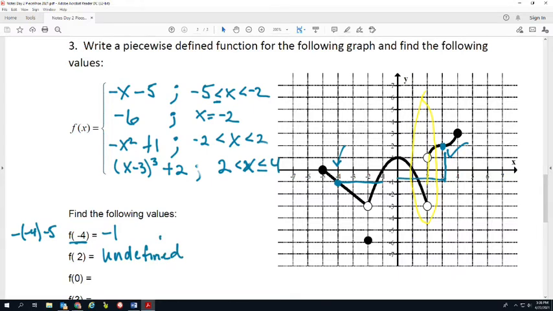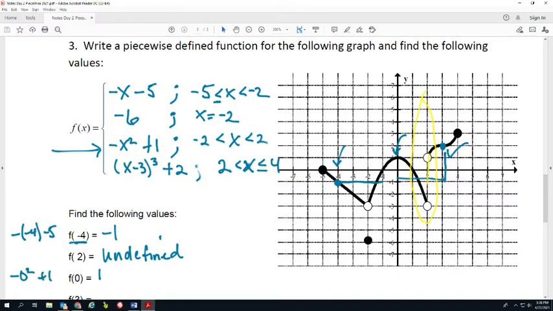Okay, and then f of 0, I can see right here when x is 0, the y value is 1. If I were to do it algebraically or using the equations, I'm going to go where x is actually going to be equal to 0. And x is 0 on this equation because the x's here are between -2 and 2. So I would plug in a negative 0 squared plus 1, which would just give me 1.